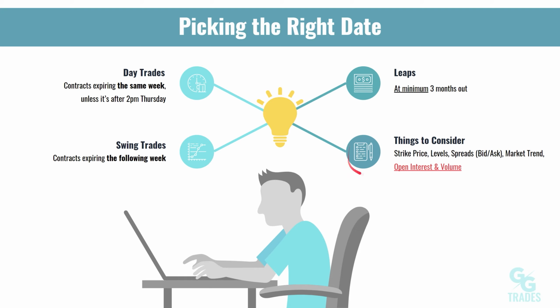Things that you need to consider when it comes to everything else: the strike price that you're going to buy for the contract, and levels. What this really refers to is where it's at in terms of support and resistance. If you don't know what that is, of course, we will definitely be having videos on that as well. Spreads, open interest and volume are things that I'm going to be covering in just a second. But the spreads are essentially the bid and the ask.